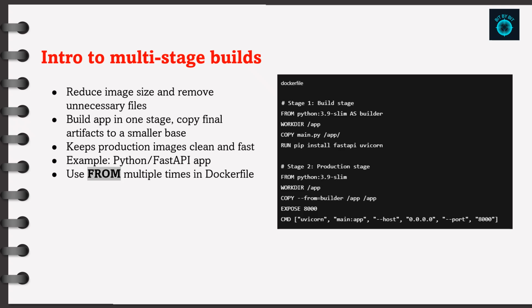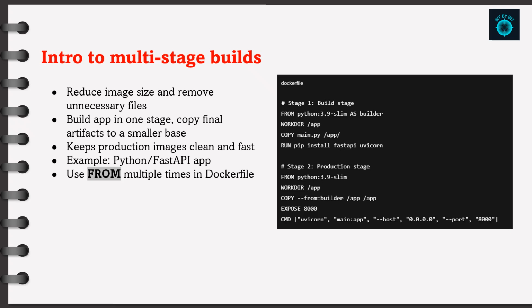Intro to multi-stage builds. In development, Docker images often contain extra files and dependencies we don't need in production. These extra files make images bigger and slower to download. Multi-stage builds solve this problem. With a multi-stage build, you can have multiple FROM statements in the same Dockerfile. The first stage is usually the build stage, where you install all dependencies, run tests, or compile your code. The second stage is the production stage, where you copy only the necessary files from the build stage into a smaller, clean base image. The result is a smaller, production-ready image, which is faster to deploy and easier to manage.